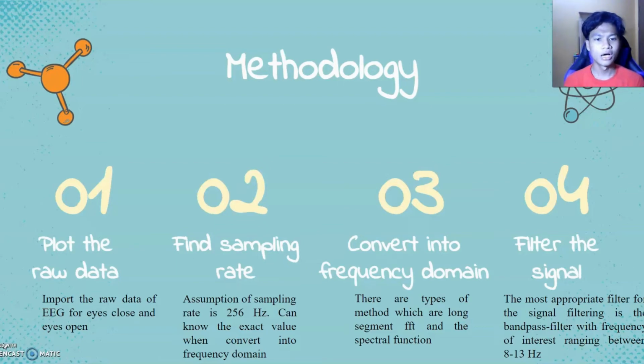After that, we filter the signal, and the most appropriate filter for the signal filtering is the bandpass filter with a frequency of 8 to 13 Hz. This is because it is in the alpha wave frequency.